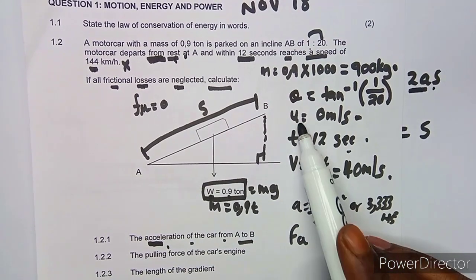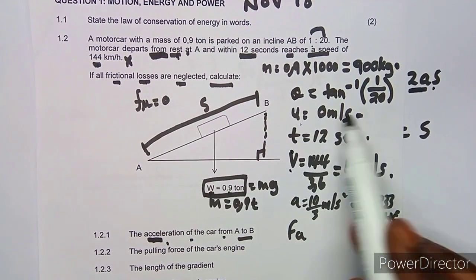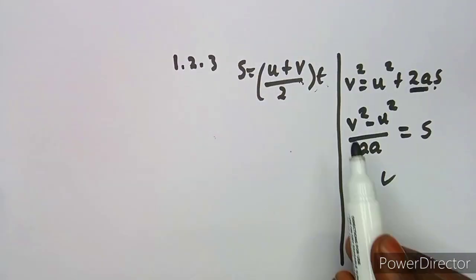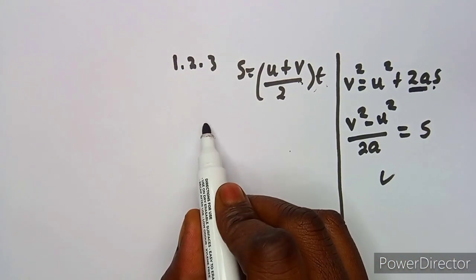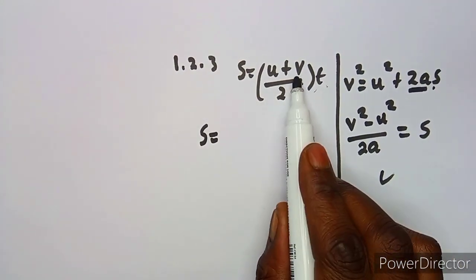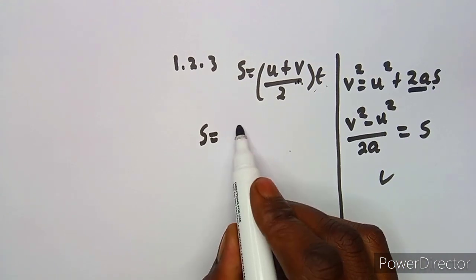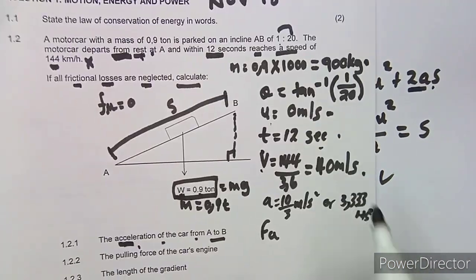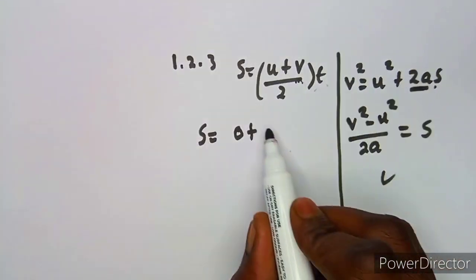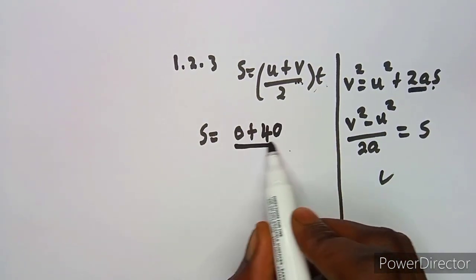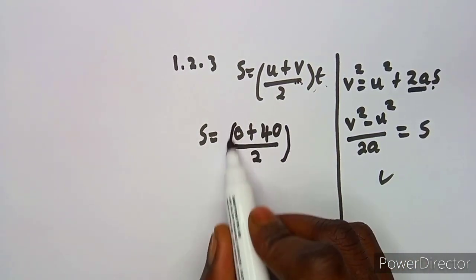The u was there, the v was there, the t was there. So my answer is not going to be affected by anything because I'm using original values. That's the advantage of this formula. So u is 0 plus v, which is 40. So take note, I'm using the values which were already given, not the ones that I calculated, which is 12.